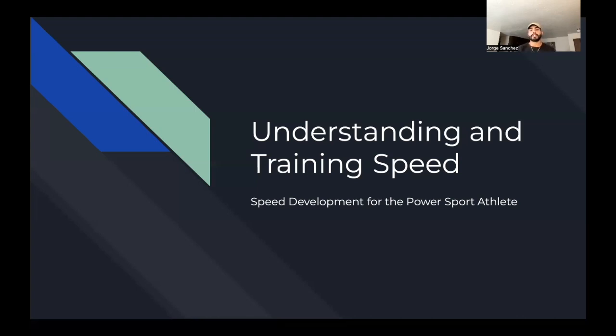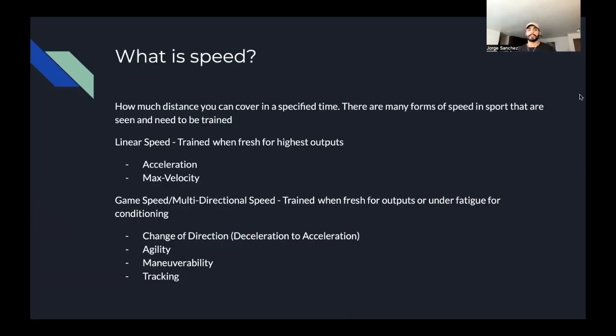Now, besides that, sprinting is the best exercise that you can do to develop as an athlete. So from an output, speed, motor unit recruitment, and coordination standpoint, there's not a better bang for your buck exercise to use to improve. So it's important to continuously sprint and develop speed. So let's start by discussing what speed is. Speed is how much distance you can cover in a specified time.